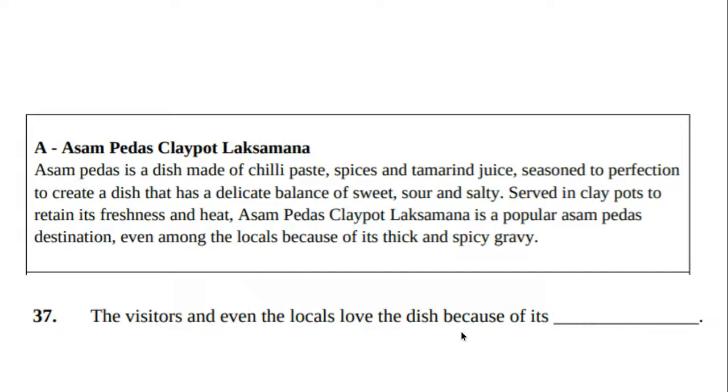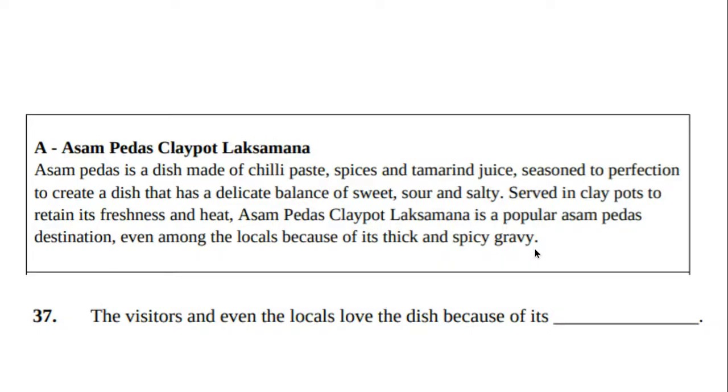Contohnya dekat dalam teks tu dia tulis beautiful for example. Tapi dekat dalam ayat dekat bawah dia tulis pretty. Padahal sama je tu maksud dia cantik. Tu je sebenarnya. Kan? Okay, so sekarang ni kita tengok, kita baca perenggan ni. Asam pedas is a dish made of chili paste, spices and tamarind juice, seasoned to perfection to create a dish that has a delicate balance of sweet, sour and salty. Served in clay pots to retain its freshness and heat. Asam pedas clay pot Laksamana is a popular asam pedas destination, even among the locals. Ni clue dia, because of its thick and spicy gravy.